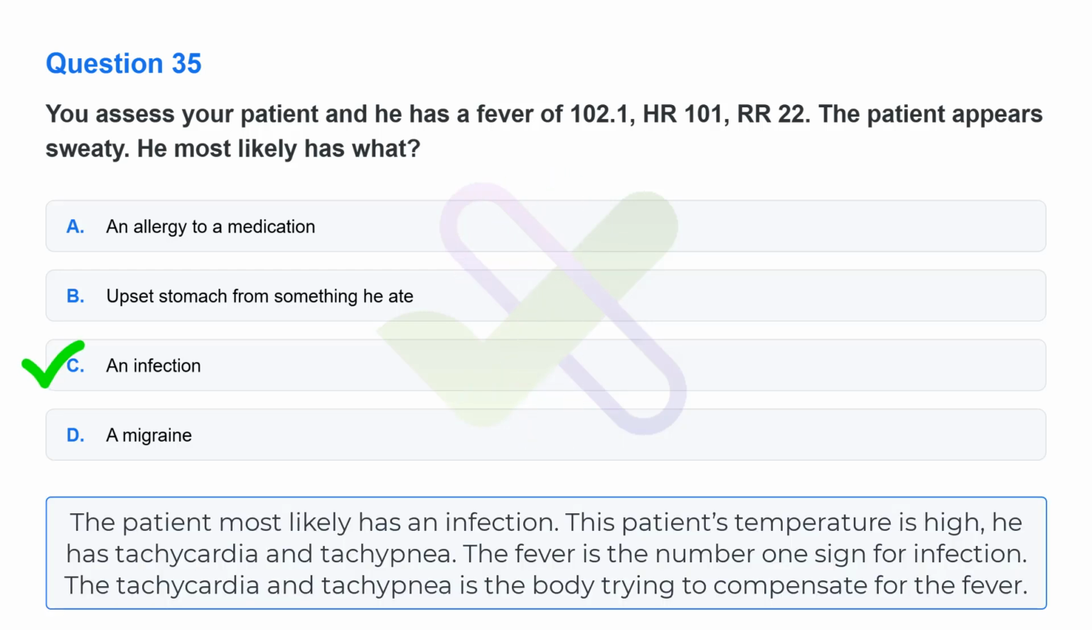Correct answer, C. An infection. The patient most likely has an infection. This patient's temperature is high. He has tachycardia and tachypnea. The fever is the number one sign for infection. The tachycardia and tachypnea is the body trying to compensate for the fever.